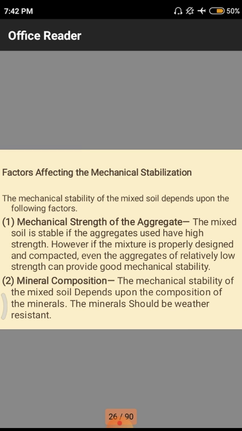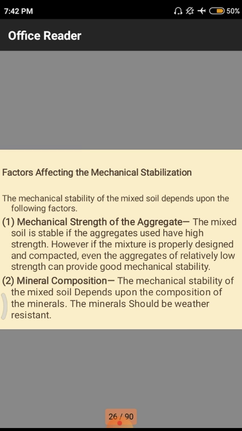The first factors we have to observe are the mechanical strength of the aggregate. Here we are using aggregate. Why? Because the total structure is very weak in condition. Why? Because the soil is very fine-grained particles. Whenever we are applying a load, automatically the fine-grained particles will disperse into a number of small particles. The total load was not borne by the soil.